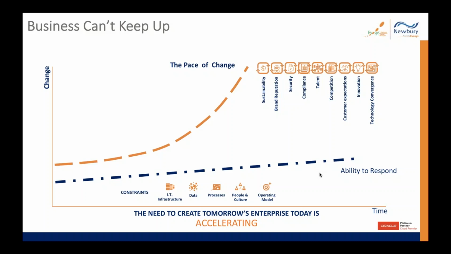So the expectation is huge, and an on-premise application like eBusiness Suite is not able to deliver the expectation at the right time. There are a number of constraints in terms of old IT infrastructures. There is huge data in EBS, but probably we are not able to get the right output in terms of analytics at the right time. So there is a definite need of planning a cloud transformation. I'm sure all of you agree to that.